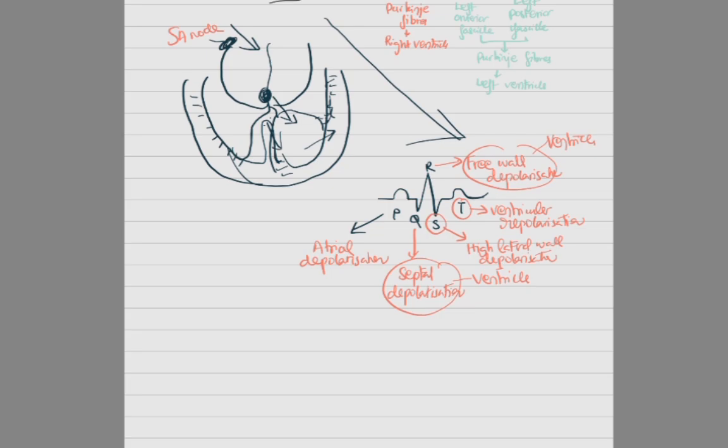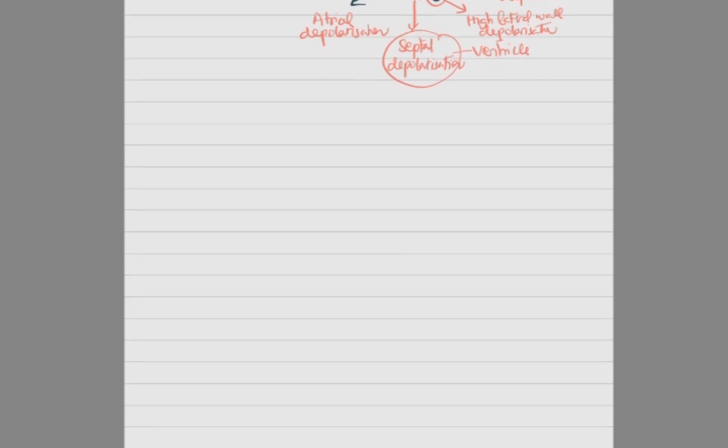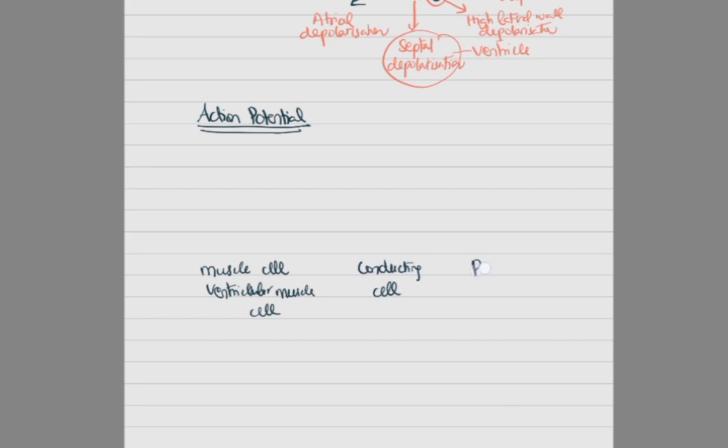For this we have to know about the action potential and how it is generated. So coming to the action potential, there is a muscle cell, or the ventricular muscle cell, then there is a conducting cell, and then there is a pacemaker cell. The muscle cell has a depolarization and repolarization phase. The action potential of a ventricular muscle cell is specialized for contraction. So it comes like this, it rises and goes like this.